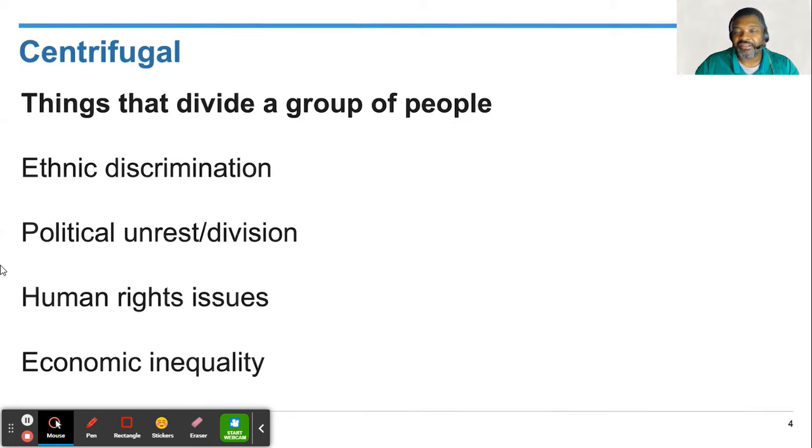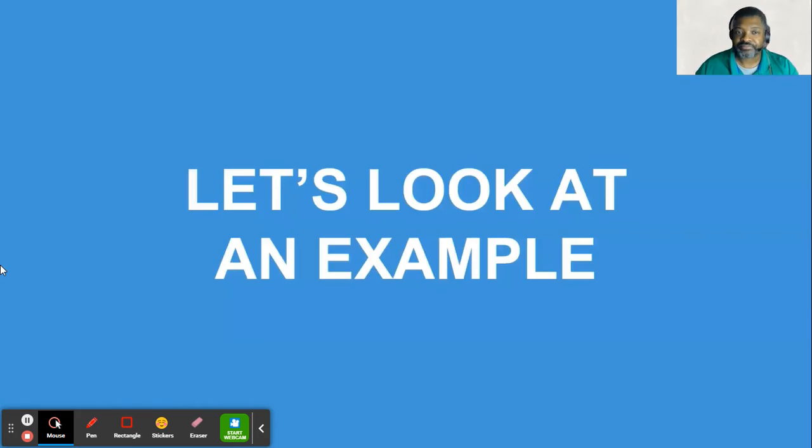Centrifugal forces. These are things that break people apart or divide a group of people. This could be ethnic discrimination, political unrest, or political division. This could be human rights issues or economic inequality.